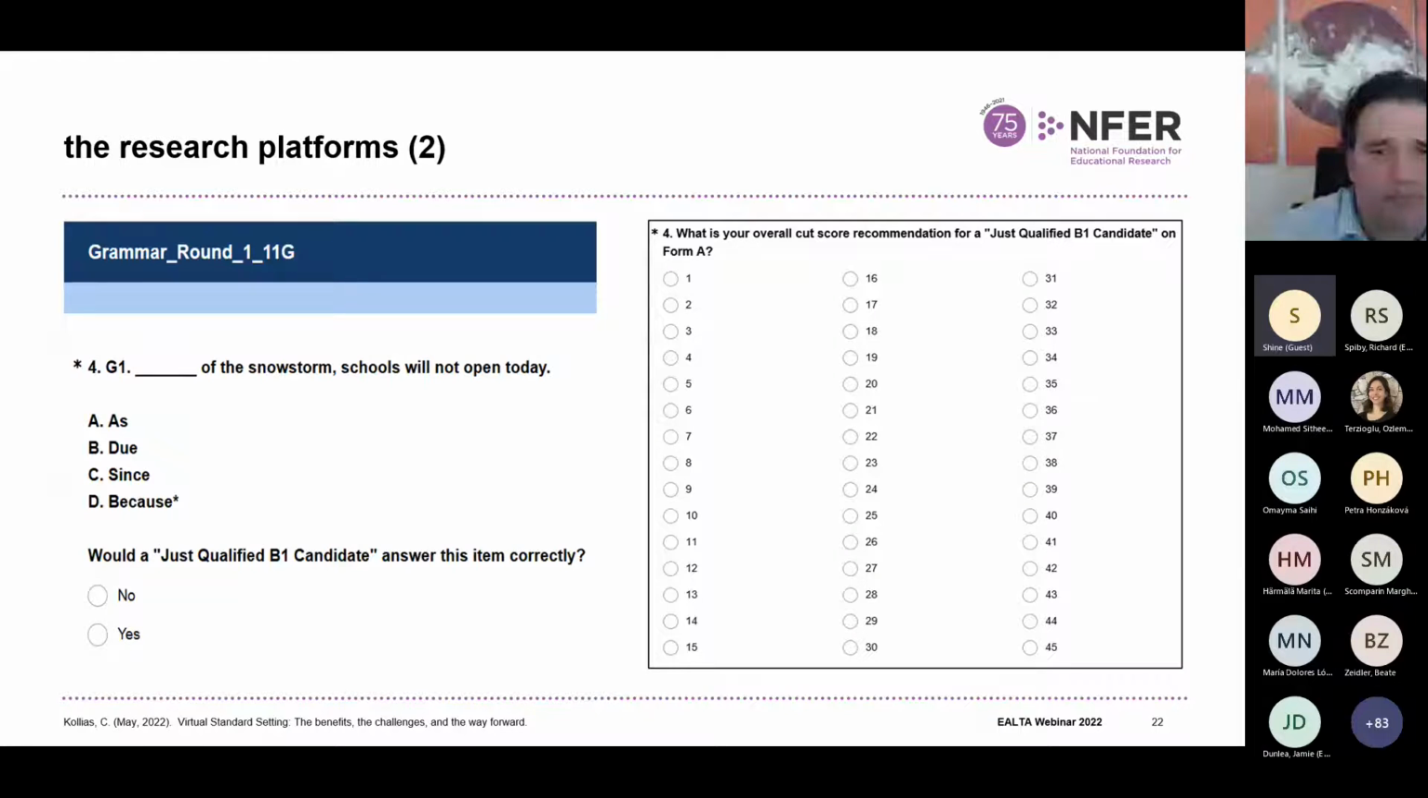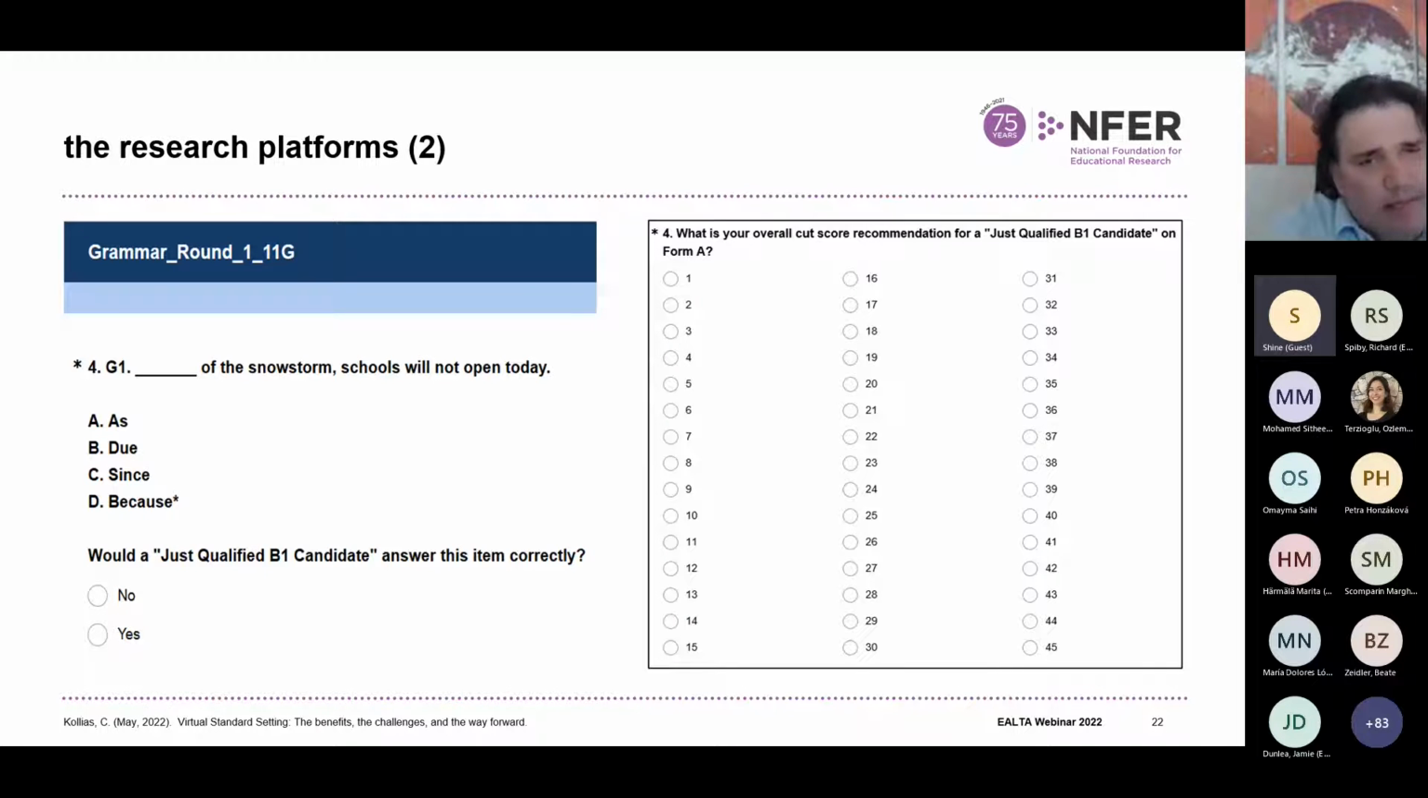I also used another virtual platform for judges to complete their familiarization activities, to enter their ratings, and to administer surveys. The platform allowed me to download the judges' data and to process it quickly. This saved time and helped me when we held our 1-hour discussion between round 1 and round 2.